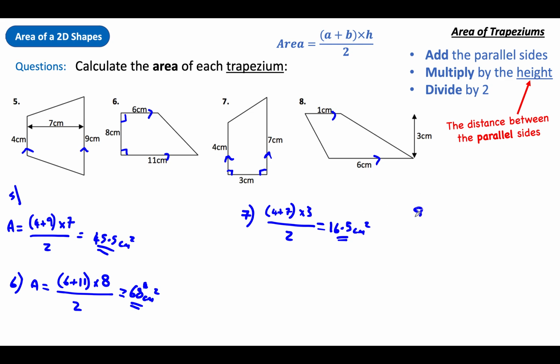And the last one then, number 8. Well, 1 and 6 are the parallel sides, so you add those together, times it by the distance between them, which is 3, and then halve it, which I think is 10.5, but let's check it out. 1 plus 6 times it by the 3, and then divided by 2, equals 10.5. Now, whichever method you use, whether you use the formula or whether you use this 3-step thing, you are actually doing the same calculation. So as long as it works for you and you're getting the right answer, that's fantastic.